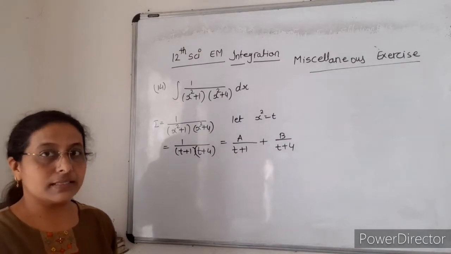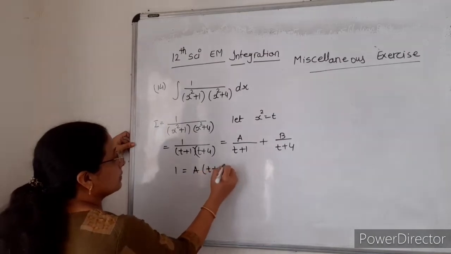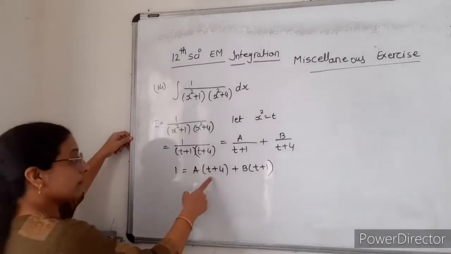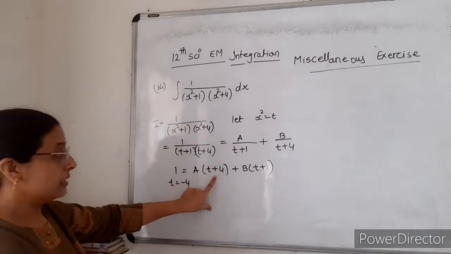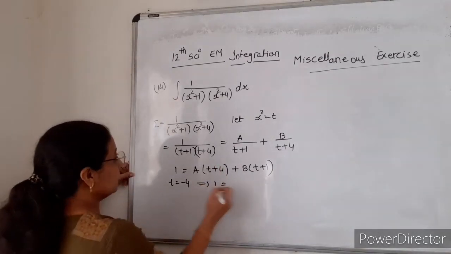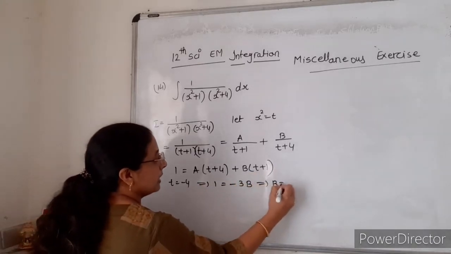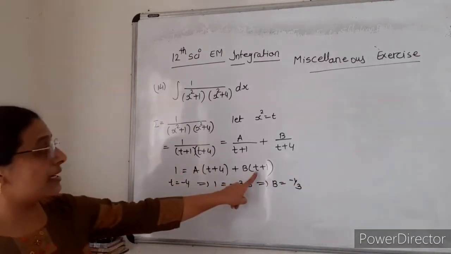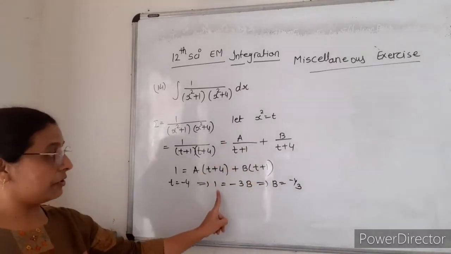Yes or no? Yes. Then 1 is equal to a(t plus 4) plus b(t plus 1). So what is the value of a and b? If we take t is equal to minus 4, this one will be 0. Here is 1 is equal to minus 4 plus 1, minus 3b. So b is equal to minus 1 by 3. Right? Yes, minus 4 plus 1 is minus 3, divided by minus 3, and therefore it is minus 1 by 3.